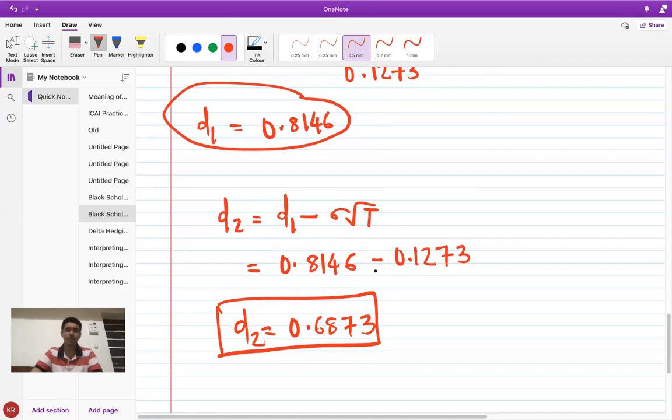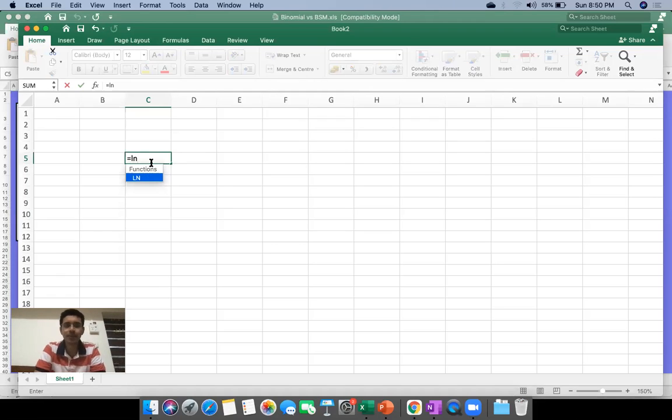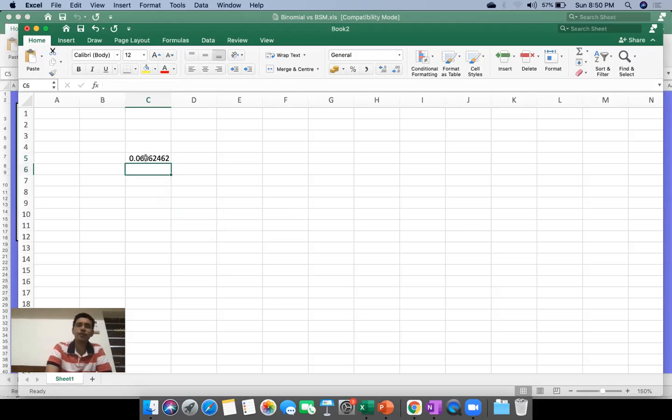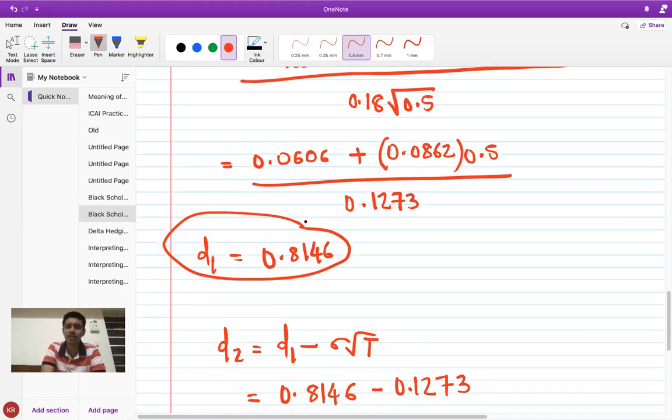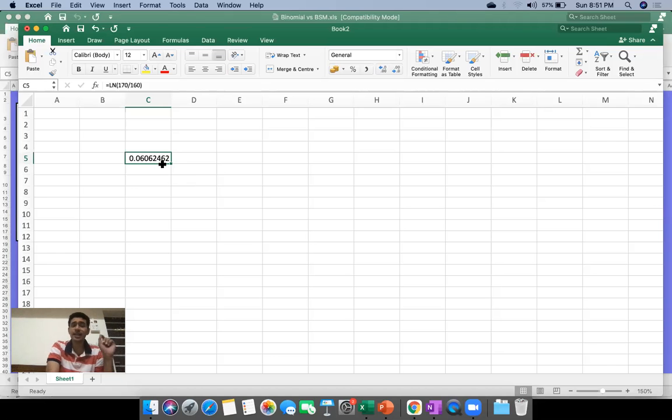So first I would like to show you how to calculate the value of ln in Excel. You have a function in Excel called ln. If I press equal to ln, it calculates the natural log. The ln that we wanted was ln of 170 divided by 160. Ln of 170 divided by 160 is nothing but 0.0606, which is what I wrote here as well. So that is how you actually calculate the value of ln in Excel.